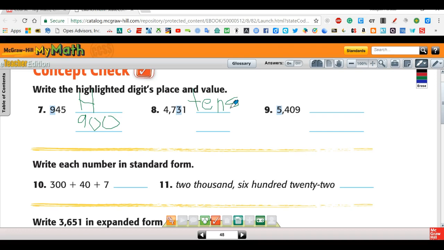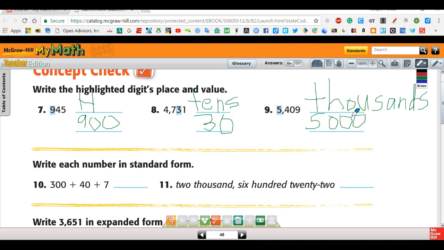It could be 3 if it was in the ones place. But because it's in the tens, 30. All right. Number 9. The 5 is highlighted. What place is that in? The 5 is in the thousands place. So what value is the 5? How would I write that? 3 zeros.